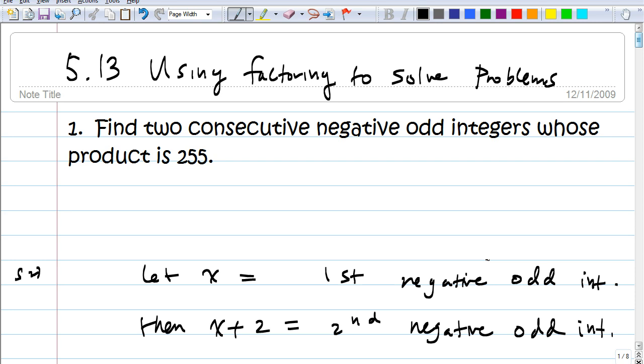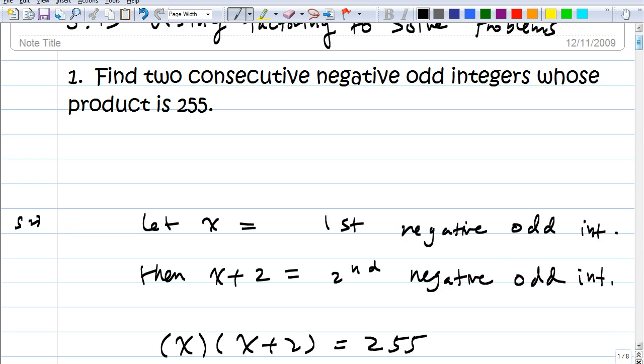So let's write our equation. This is very simple, because all they say is: product means multiply, and is means equal to. So who could give me the equation? Matthew, what do you think? X times x plus 2 equals 255. Exactly. You see how easy this is? The same thing that we've been doing before.